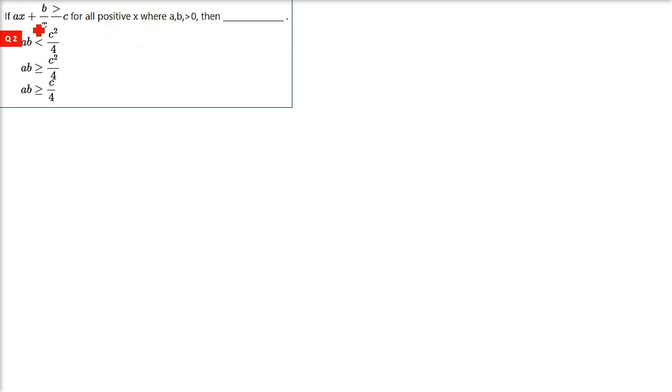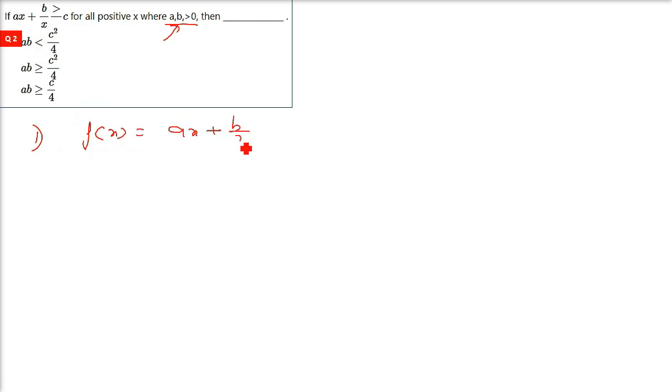If ax plus b by x is greater than or equal to c for all positive x, where a and b are greater than 0, then... Now this a and b greater than 0, what does it mean? This x, a, b, they are given for a purpose. They are not just given to be given. You will see what importance this greater than 0 of x, a, b will have.